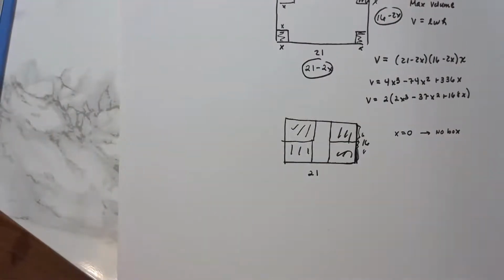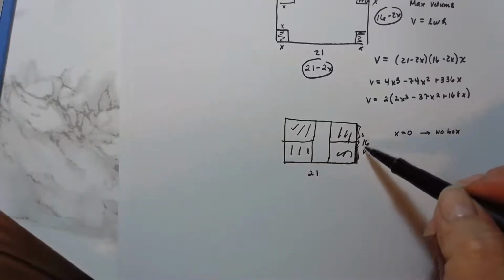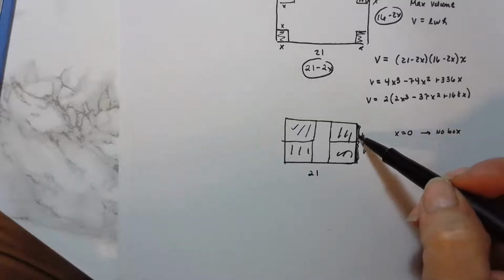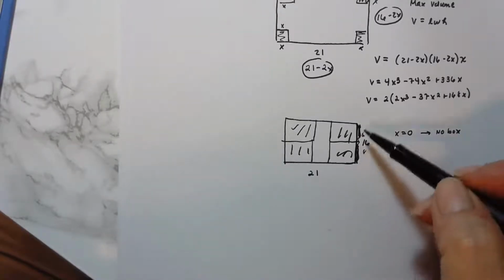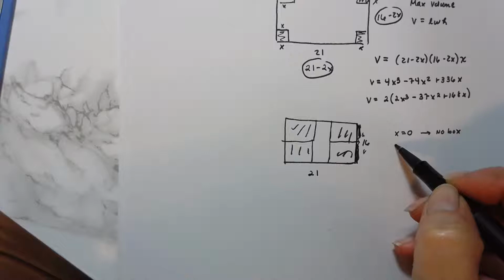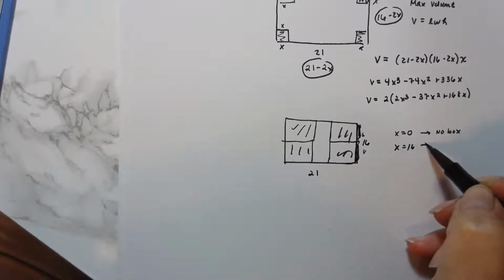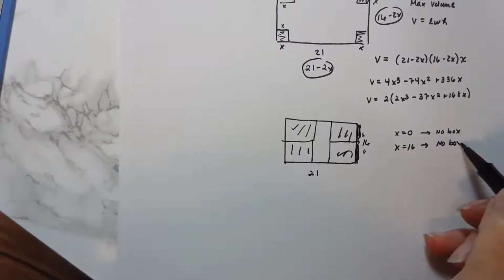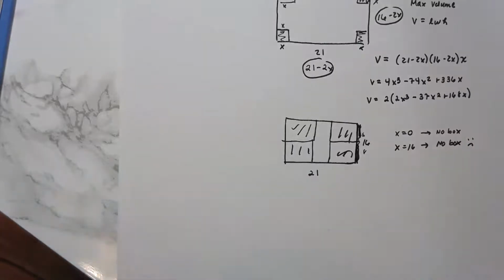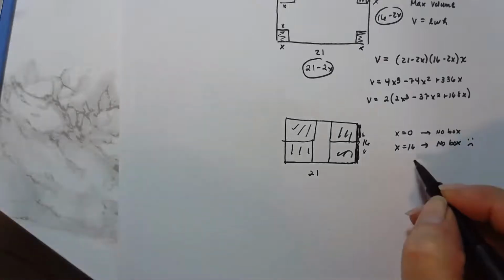Am I going to be able to fold up the sides and make a box? No. The reason I chose 16 is because it's divisible by 2 nicely. I could figure out this is 8 and 8 right away, make 16. So if x equals 16, I still get no box. Okay, now does that mean my interval is going to go from 0 to 16? No, my interval is going to go from 0 to 8.